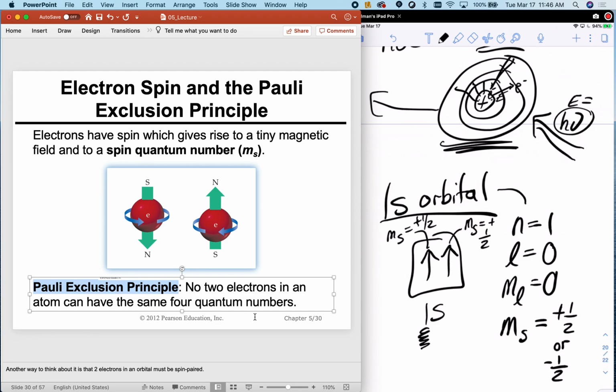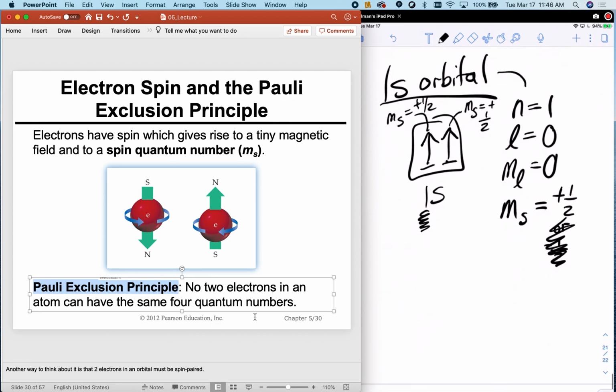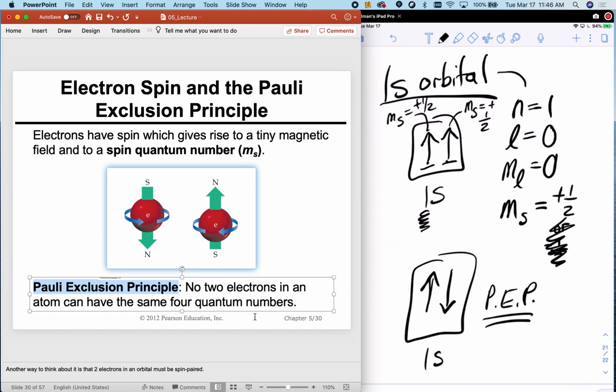Because these 2 electrons would have all 4 quantum numbers the same, right? This one would be plus 1/2 and this other one would be plus 1/2. So to put 2 electrons in the 1s orbital, you have one that's spin up and the other has to be spin down. This is the Pauli exclusion principle: m sub s equals plus 1/2, m sub s equals minus 1/2. Everything else, n, l, and m sub l, is the same for both of these electrons, so we can't have their spins the same. Does that make sense so far? Hopefully it does.